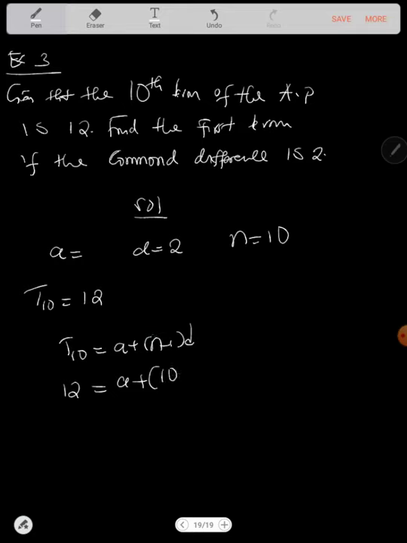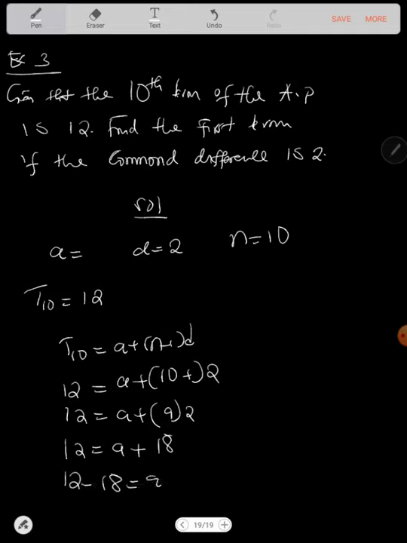N is 10 minus 1 and D is 2. So 12 is equal to A plus 9 times 2. This gives 12 is equal to A plus 18. So we discover that 12 minus 18 is equal to A. So A is equal to negative 6.